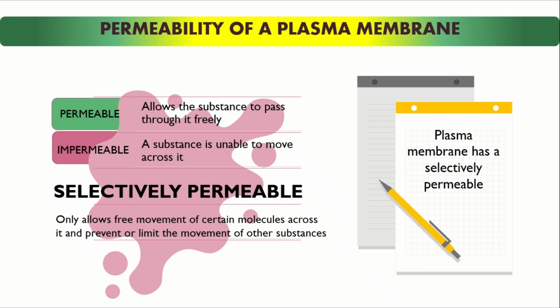Furthermore, we are going to discuss about the permeability of a plasma membrane. Plasma membrane is selectively permeable. Permeable means allowing all substances to pass through it freely, while impermeable means the substance is unable to move across it. Meanwhile, selectively permeable means only allowing free movement of certain molecules across it and preventing or limiting the movements of other substances.